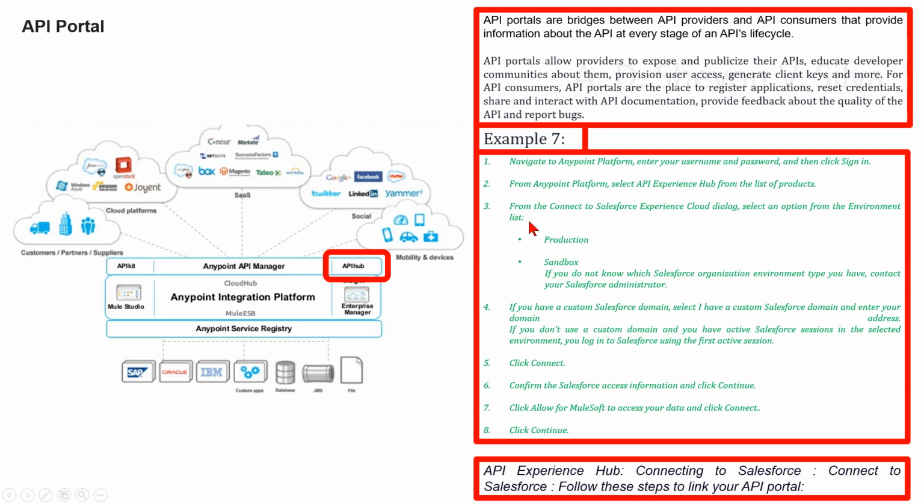From the connect to Salesforce Experience Cloud dialog, select the option from the environment list: production or sandbox. If you do not know which Salesforce organization environment type you have, contact your Salesforce administrator. If you have a custom Salesforce domain, select I have a custom Salesforce domain and enter your domain address. If you don't use a custom domain and you have Salesforce sessions in the selected environment, you are logged in to Salesforce using the first active session. Click connect.